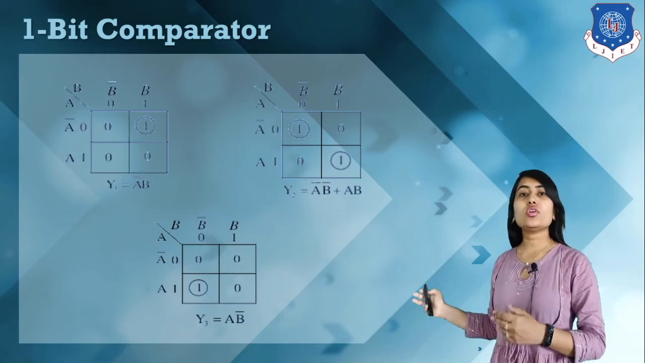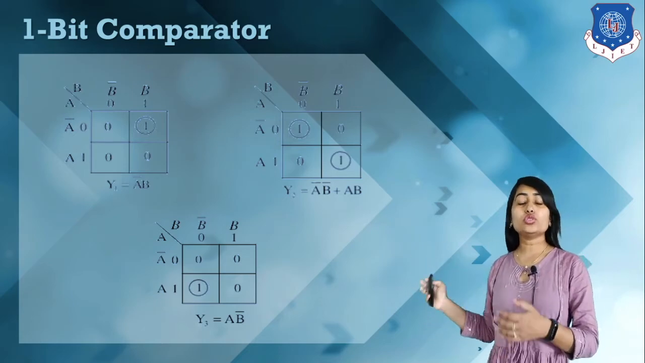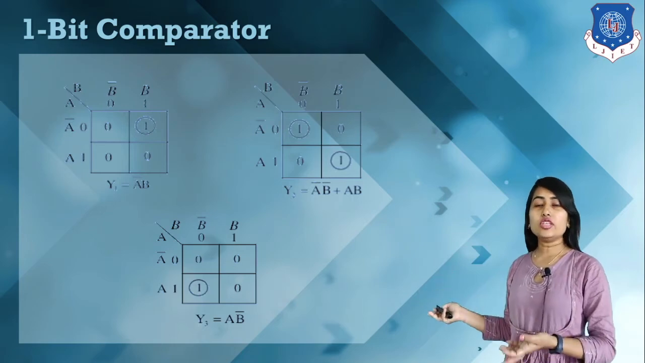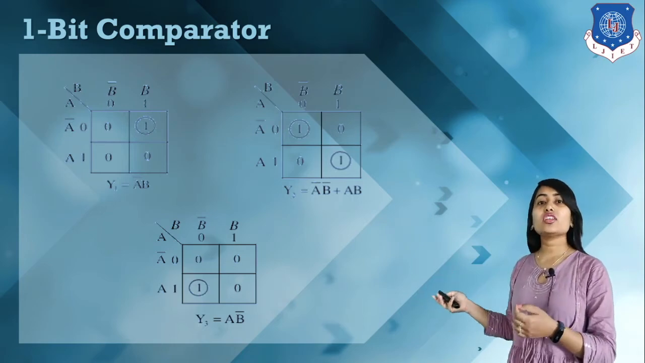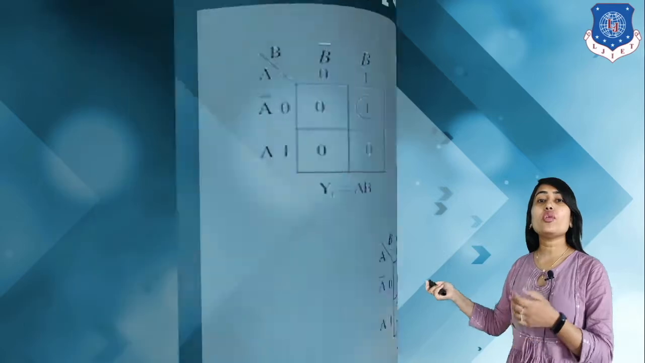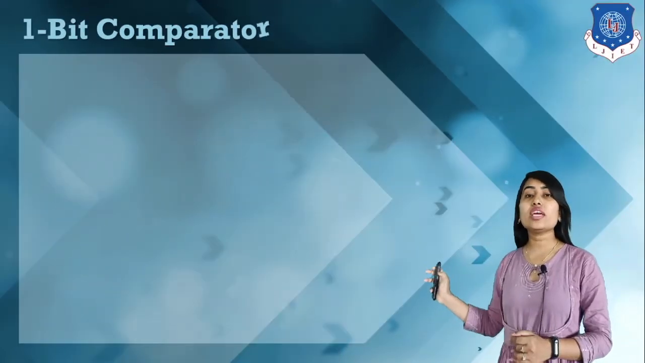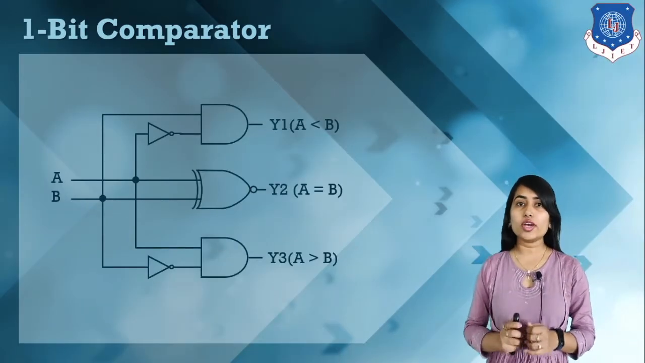So this is our 1-bit comparator. Using the values of y1, y2, y3, we can draw the logical diagram for the 1-bit comparator. So here we have a logical diagram of the 1-bit comparator.